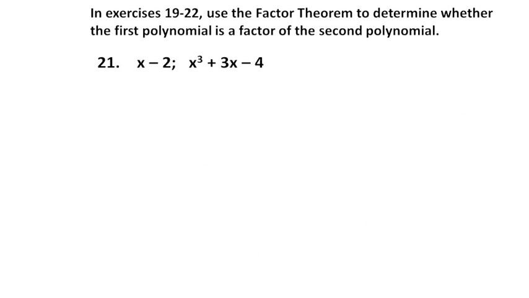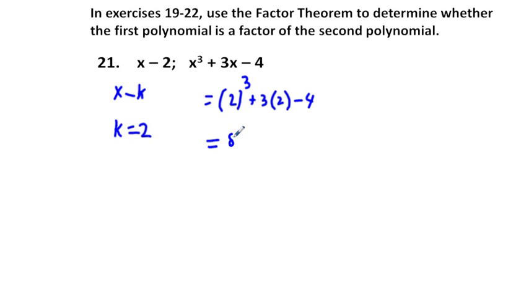Next, last number problem, which is 21, use the factor theorem to determine whether the first polynomial is a factor of the second polynomial. Here, if we have x minus k, right, so in this case k is equal to 2. And so if we plug in 2, we get 2 cubed plus 3 times 2 minus 4. So we have 8 plus 6 minus 4, which equals 14 minus 4, which equals 10.